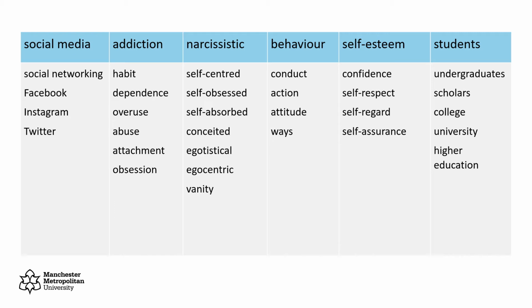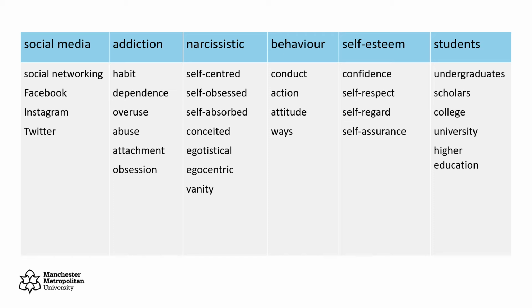Here's some suggestions of alternative words for the rest of the keywords we identified from the research question. For example, when we're thinking about social media, we might describe it as social networking. Narcissistic could be described as egotistical. Behaviour, we might say attitude, or self-esteem, confidence. Students, we might link to university.